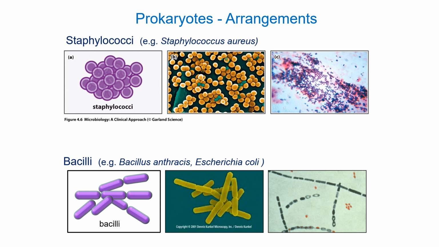I should mention that we can have these arrangements with bacilli bacteria as well. So you can see in the bottom right, we've got a chain of bacilli. So that would be a streptobacillus growth form.